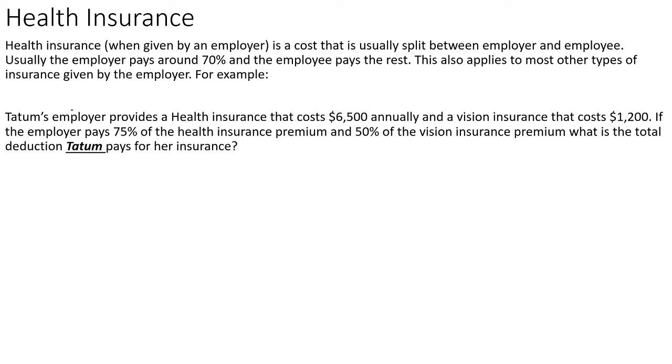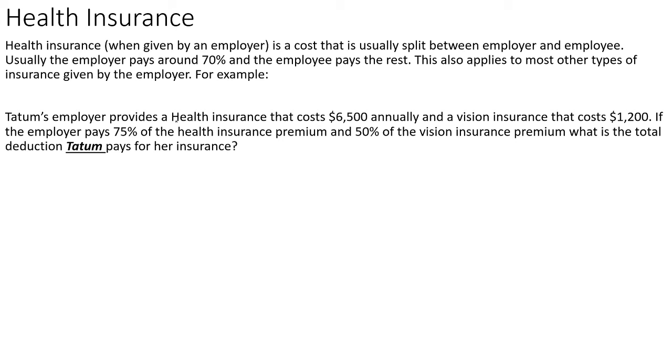Now, health insurance was also kind of different. So health insurance usually is given by an employer when you're employed, and your employer pays a portion of it, usually around 70%, and then the employee, aka you usually, pays the rest. So let's take Tatum here for example. Tatum's employer provides health insurance at a cost of $6,500 annually.